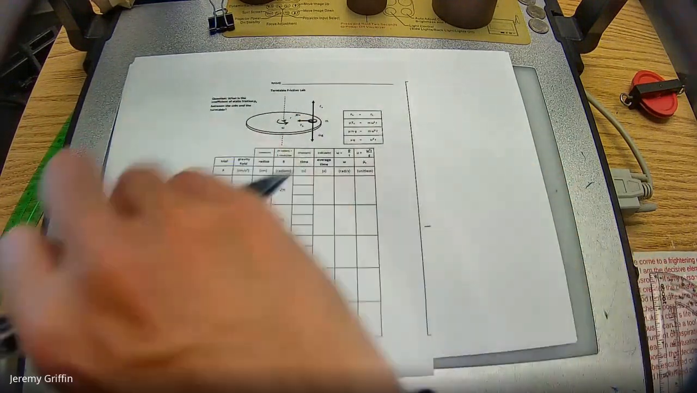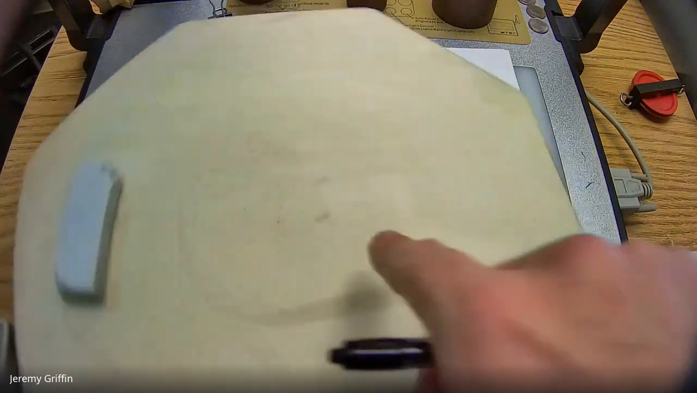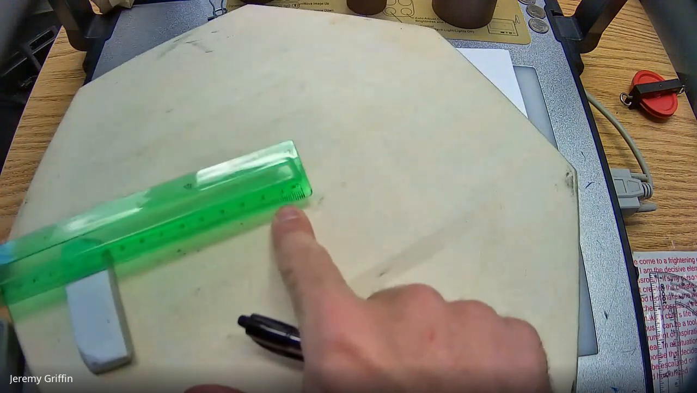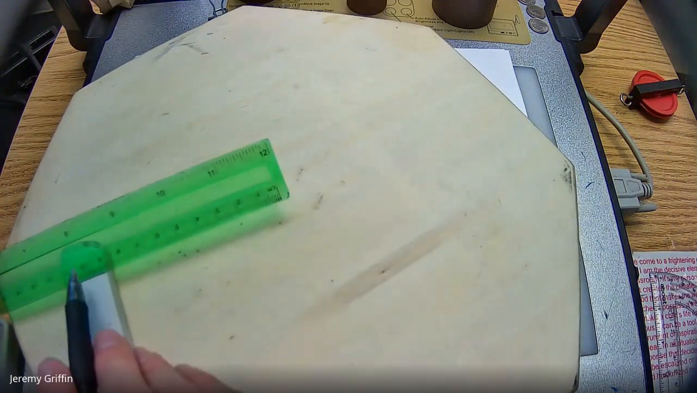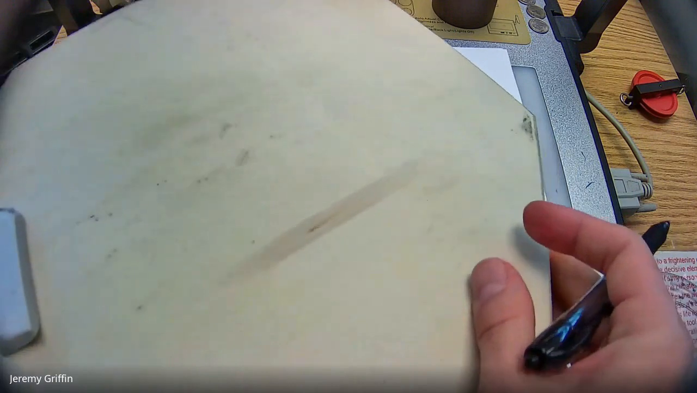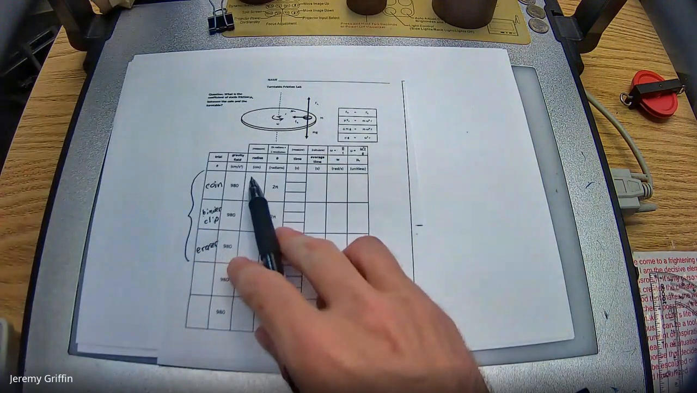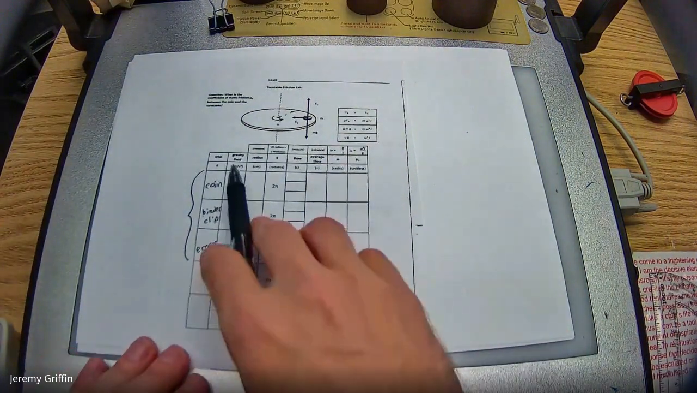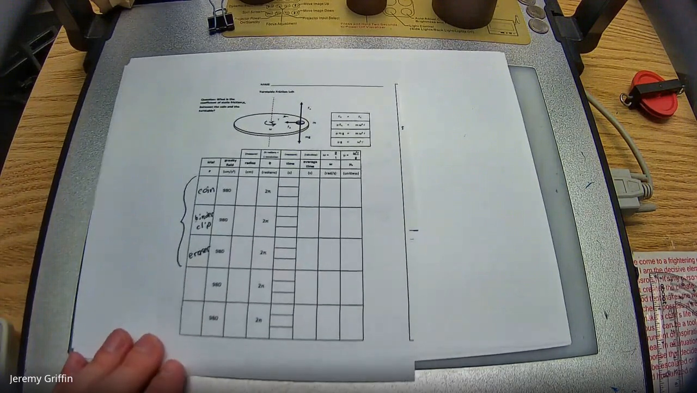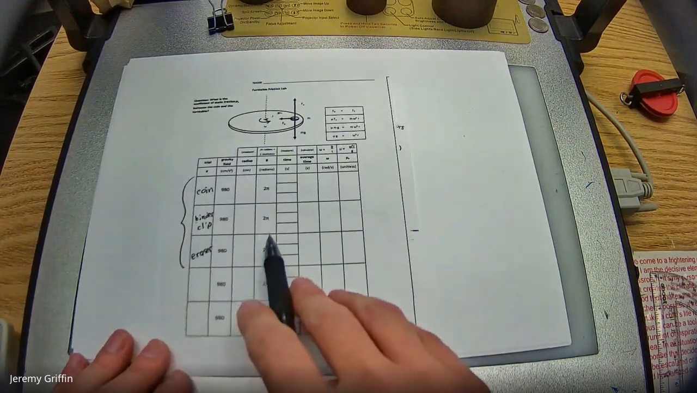So in this case, my center is right about here-ish. This eraser, the center of mass, is about 10 centimeters from the center. So I'd put 10 for 10 centimeters. Okay, we'll just do centimeters today. That'll be consistent with that gravity field unit of 980 centimeters per second squared.